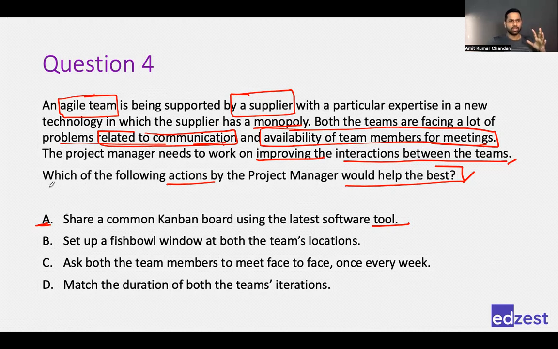If I'm dead sure that it is incorrect, I will eliminate it. Otherwise, I'll just park it. Maybe I'll compare when I see other options. B, set up a fishbowl window at both the team's locations. This could work. There is an agile team, there is a supplier. There are two teams, and if I put a fishbowl window at both the teams' locations, it would help. So it looks like a good choice.